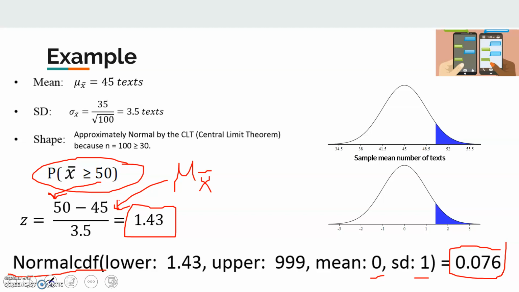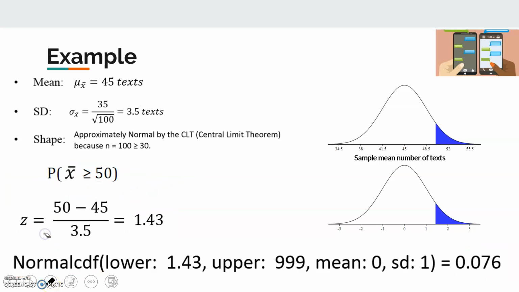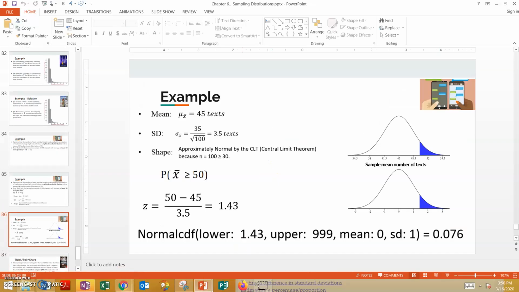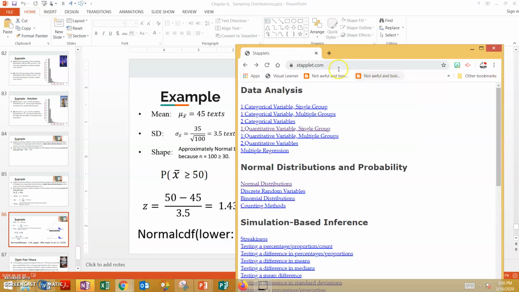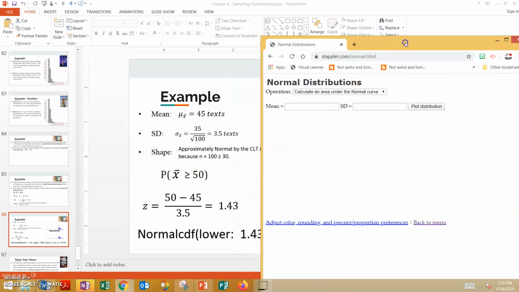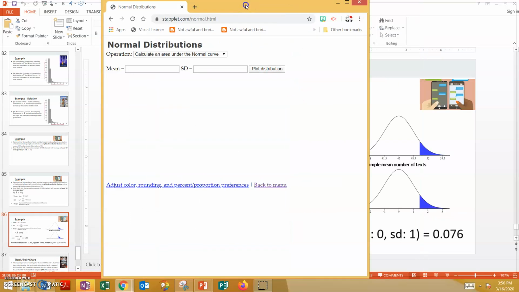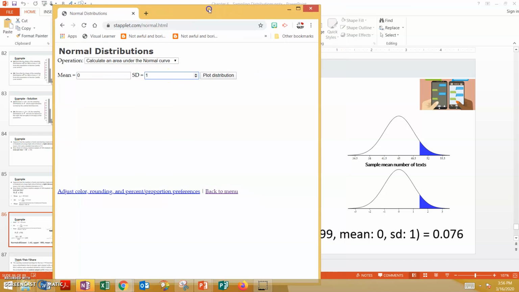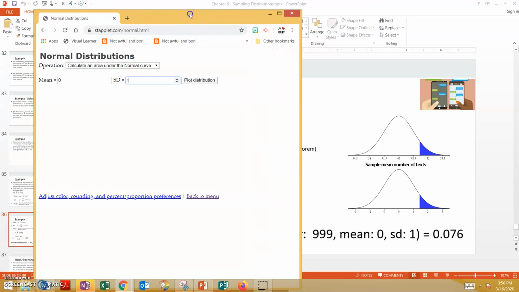Now, a lot of you guys don't have calculators at home, I understand. So here's how you're going to set this up. Go back to our favorite site, Staplet, www.staplet.com, two P's. Go over to normal distributions and calculate an area under the normal curve. Keep the mean at 0 and the SD at 1, the standard normal curve.